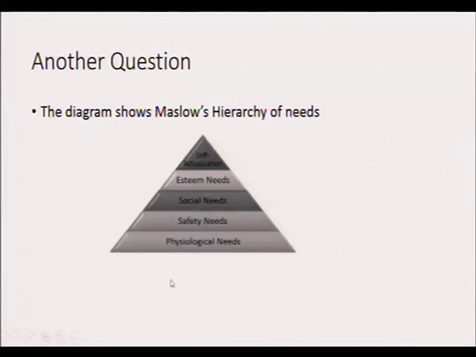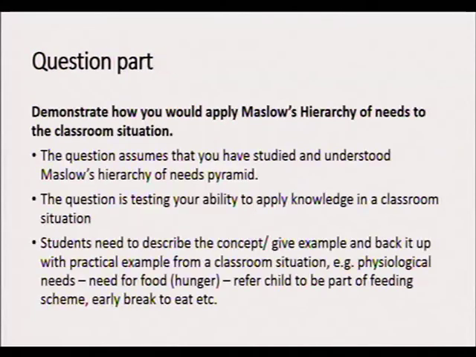So when you talk about physiological needs, we're talking about hunger, shelter, and so on. But in the classroom situation, if a child is hungry, for example, what are the things that you are going to do as a teacher to address that need? For example, you may have an early break for that child to go and have some snacks, or maybe you may refer that child to the feeding scheme if you have a feeding scheme at school. So those are the things that you can do in order to answer that particular question.